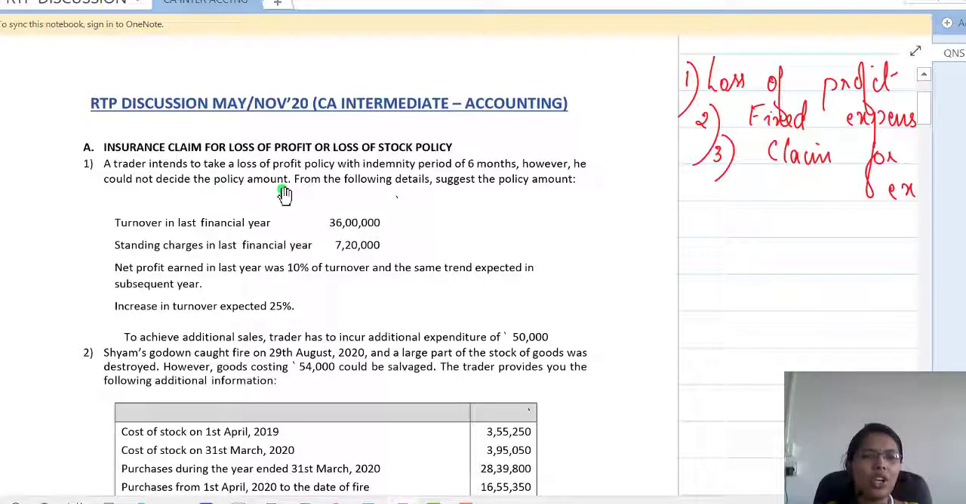months. However, he could not decide the policy amount. From the following details, suggest the policy amount. Turnover in last financial year 36 lakh, standing charges in last financial year 7,20,000. Net profit earned in last year was 10% of turnover and the same trend expected in subsequent year.